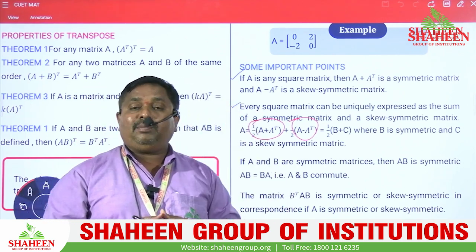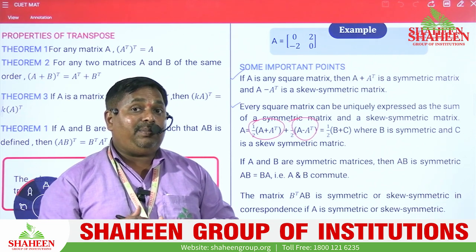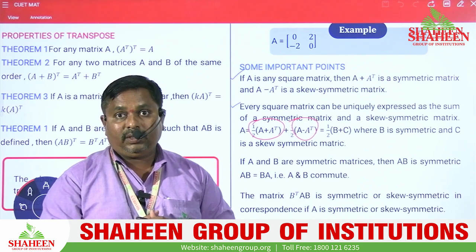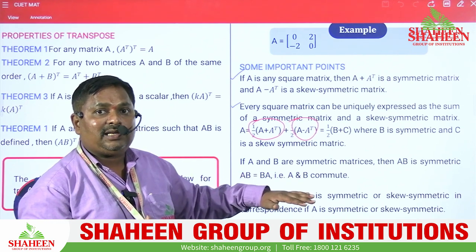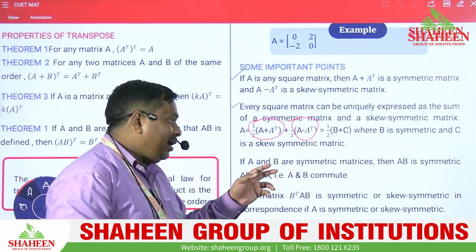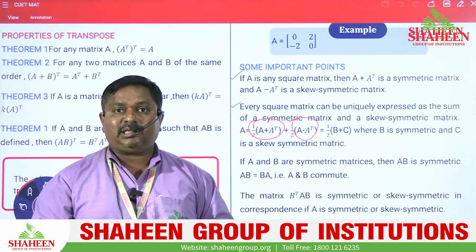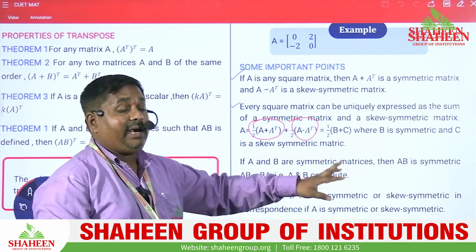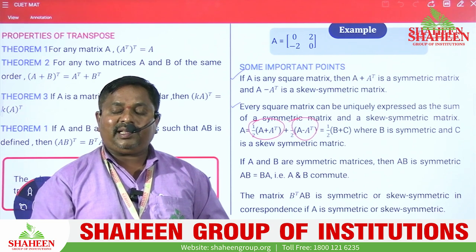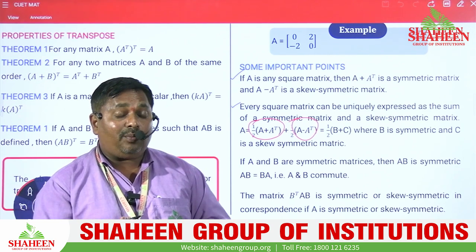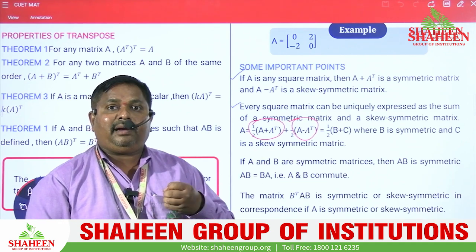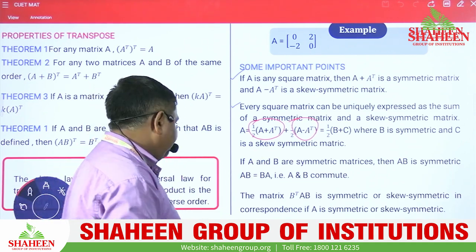Already we know in multiplication of matrices, AB equal to BA is not always possible. It is not commutative. But this is a special case. Here the matrices A and B are symmetric matrices. That's why AB is equal to BA is possible here. It means A and B commute. Commute means commutative. A and B matrices are commutative when they are symmetric matrices.